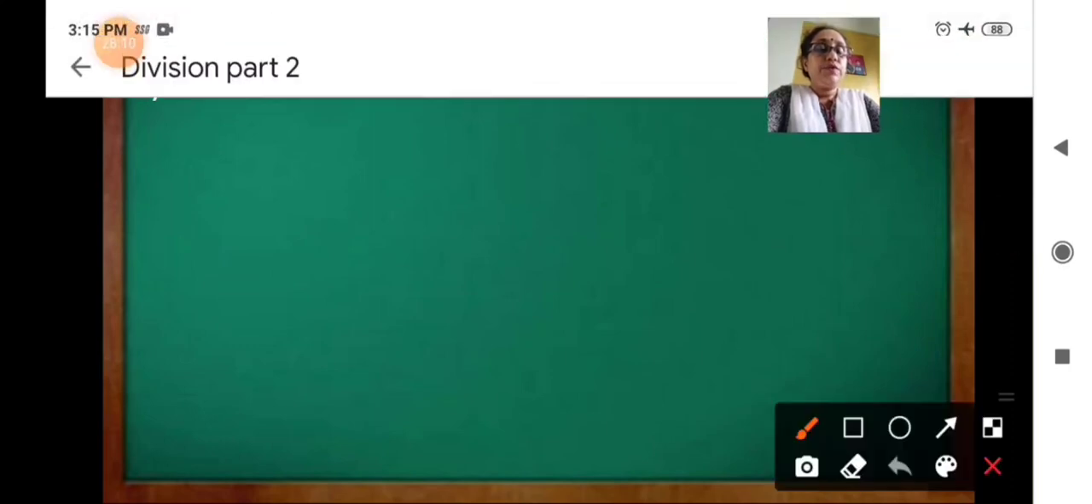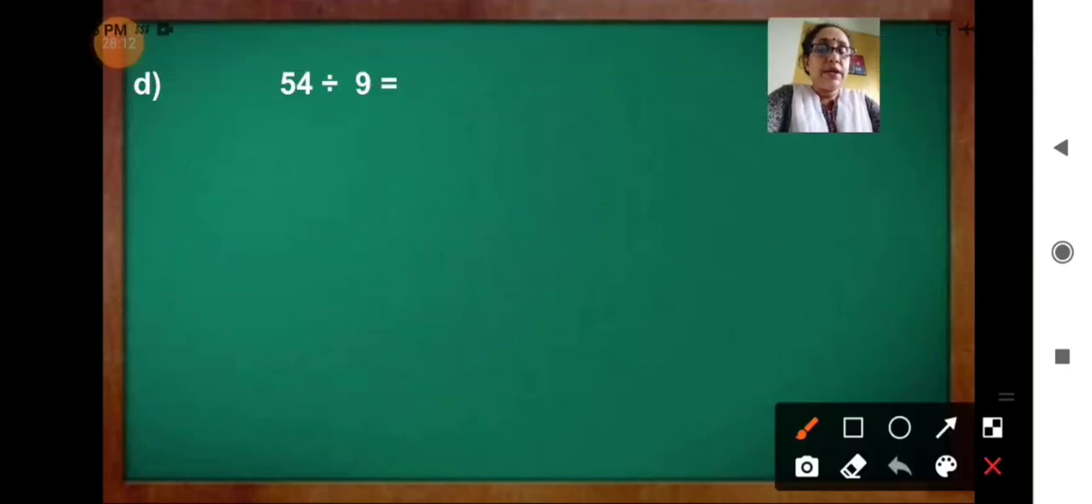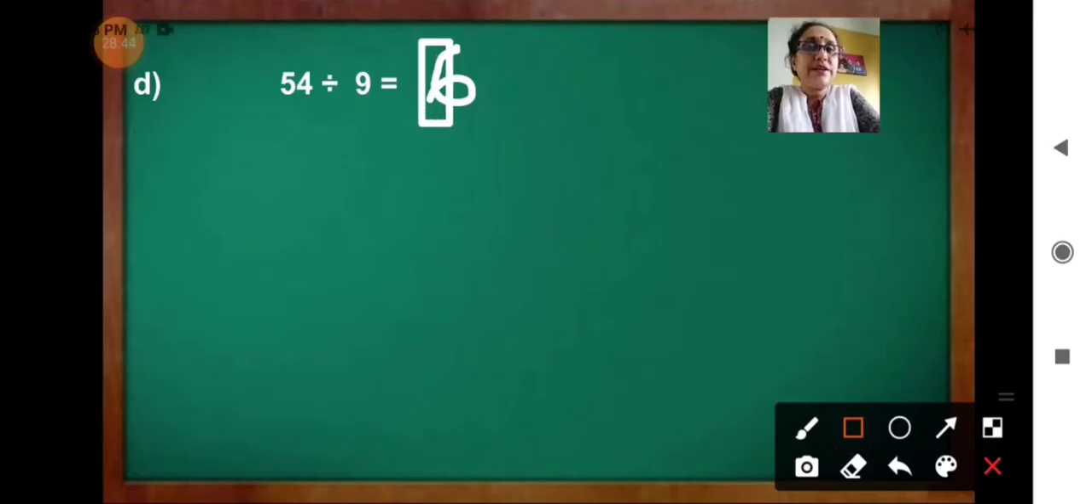Question D. 54 divided by 9. See the tables of 9. What I will write here? Tell me. 9. How much? 9 fives are? No, 9 fives are 45. So, 9 sixes are 54. Okay.